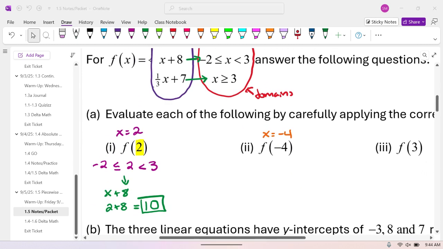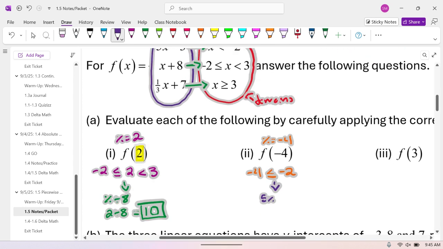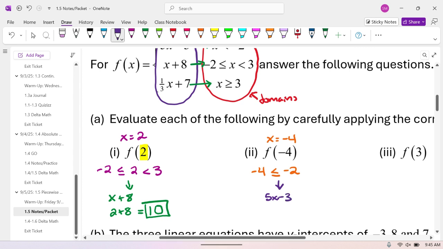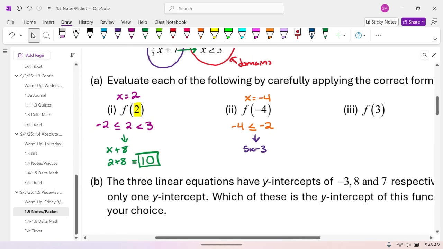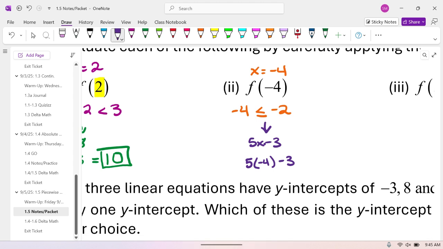So, since negative 4 is less than or equal to negative 2, that means we're going to use 5x minus 3. And then we're just going to plug it in for x. So I'm going to take 5 times negative 4 minus 3. What's 5 times negative 4? Negative 20 minus 3. Negative 23. So that would be my answer.